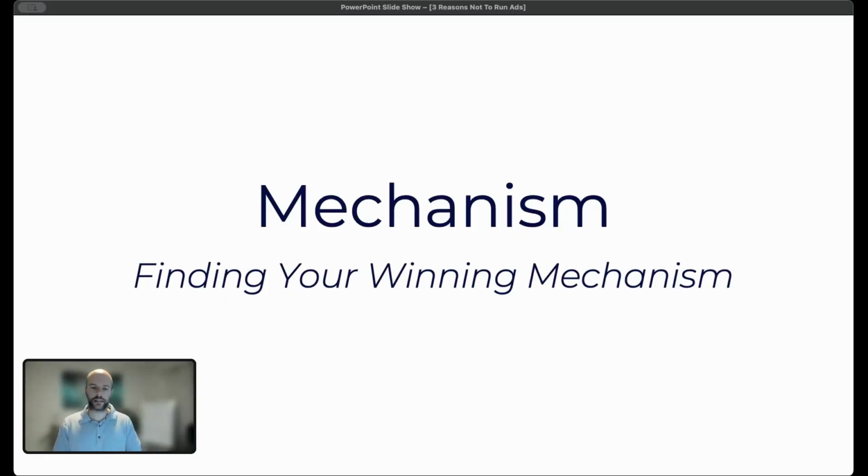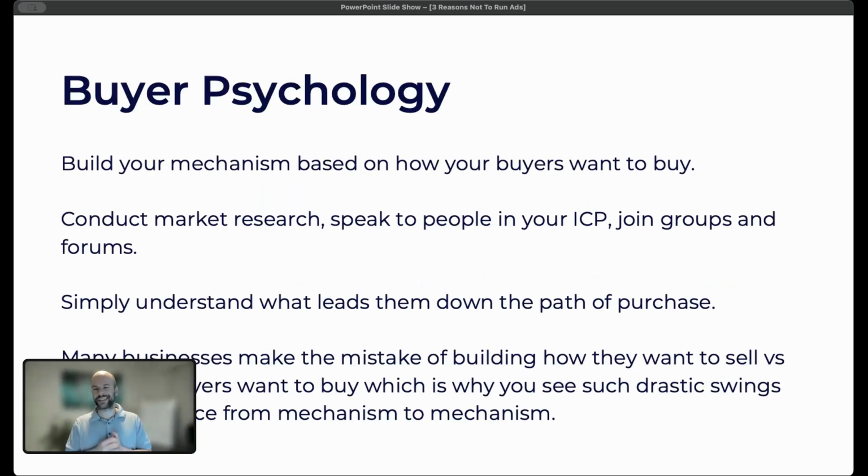Alright, back into here, the last stage is the mechanism. So finding your winning mechanism. Again, the mechanism is the least important out of the three, so it's very rarely going to be a needle mover for you, but we do want to make sure we're building it in alignment with how our buyers want to buy. So many brands, founders, businesses will build their sales system based on how their sellers want to sell, or based on how they want to sell, not how their buyer wants to buy.